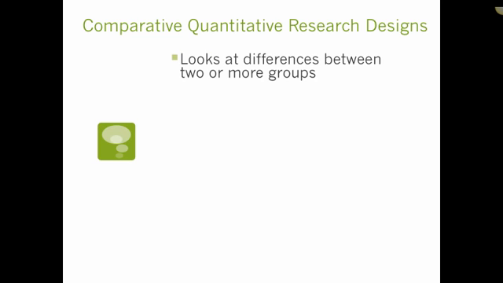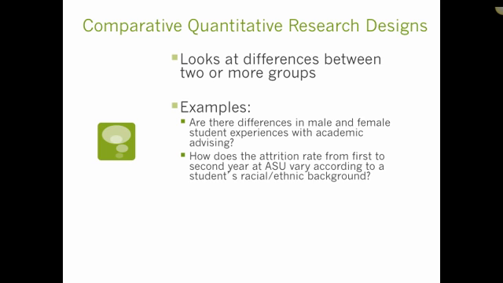Another type of non-experimental quantitative research design is a comparative research design. As that word comparative suggests, comparative research looks at differences between two or more groups. So basically relationships. A couple of different research questions that someone could look at would be, first of all, are there differences in male and female student experiences with academic advising? So here, still using descriptive data, like the prior question, but in this case, we're just comparing maybe males to females and seeing if there are any differences.